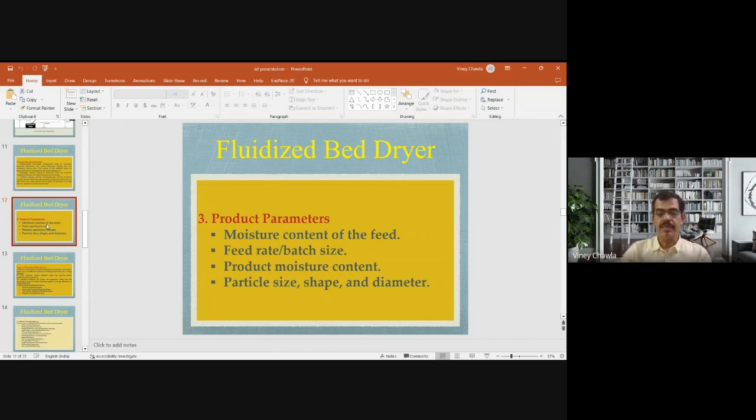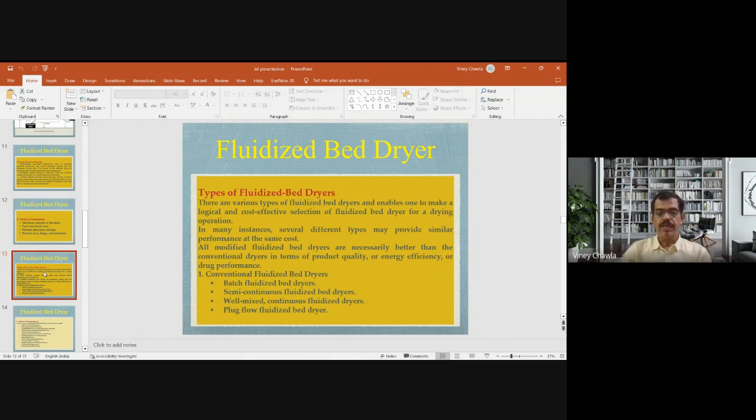Similarly, particle size, shape, and diameter. As you will appreciate, spherical particles are easy to fluidize as compared to needle shaped particles. So, this is also important in fluidized bed dryer.